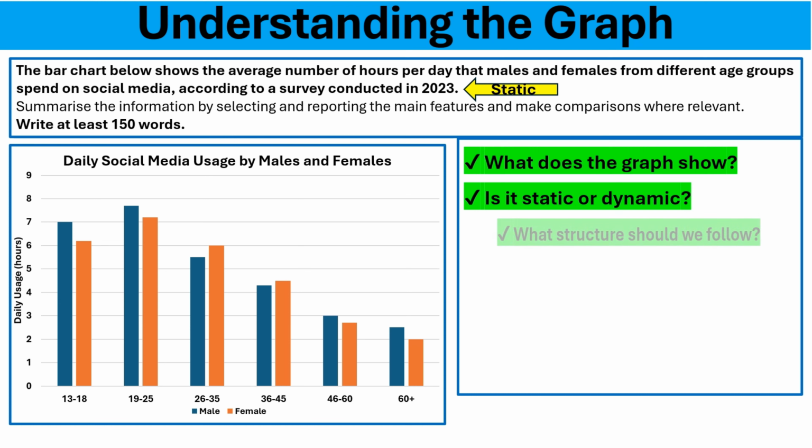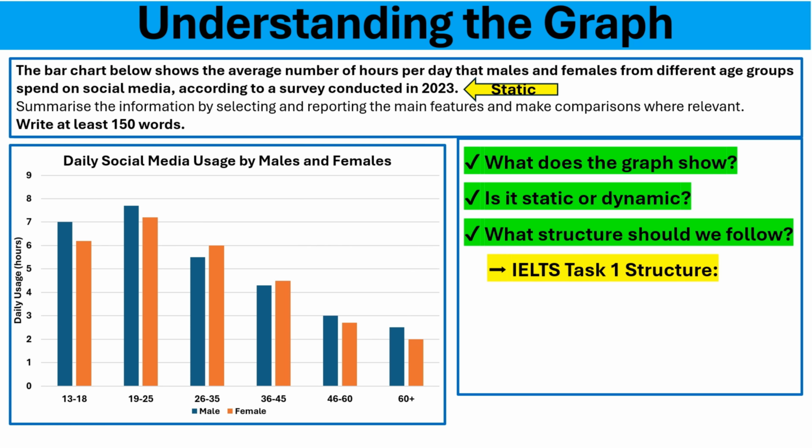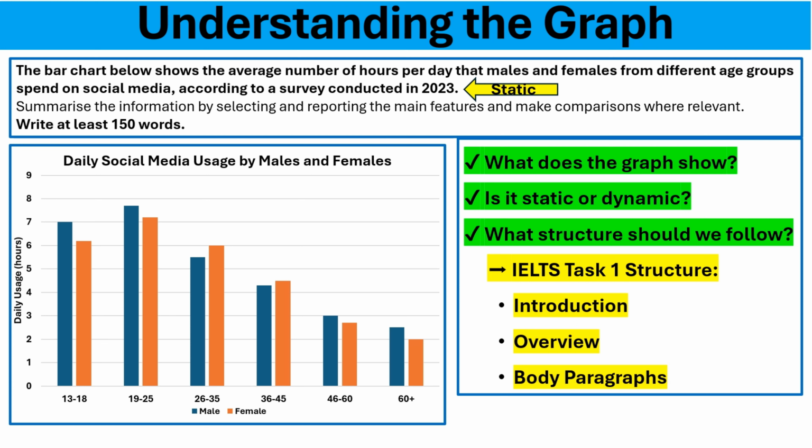So how do we structure our description? You can just follow the same structure as you would for a line graph. Start with an introduction where you paraphrase the task, then give an overview, highlighting the main patterns or comparisons, and finally, write one or two body paragraphs to explain the details and make comparisons. Alright, now that we understand the type of graph and the structure, let's move on to writing each part.